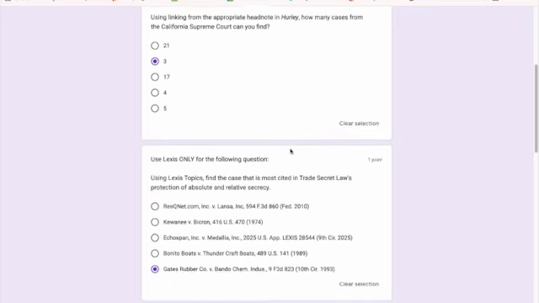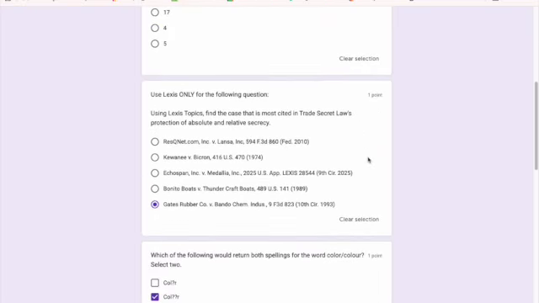The next question is a Lexis-only question, and what I'm looking at is using Lexis topics, find the case that is the most cited in trade secrets law's protection of absolute and relative secrecy. The tool that I'm going to use to find that is RavelView from topics. And so I'm going to look for the most cited, and to do that, I'm going to look for the largest circle in RavelView. So let's go ahead and look.